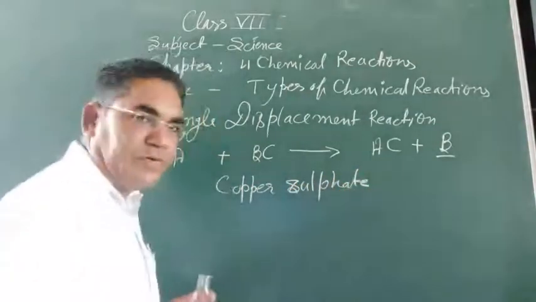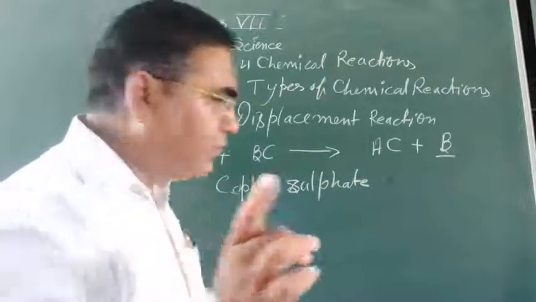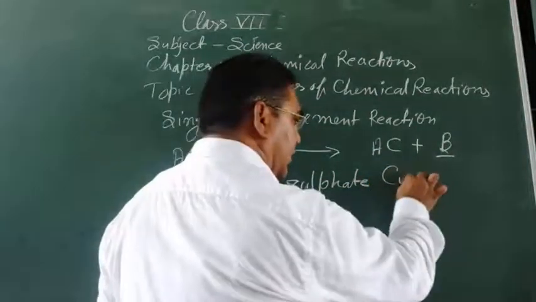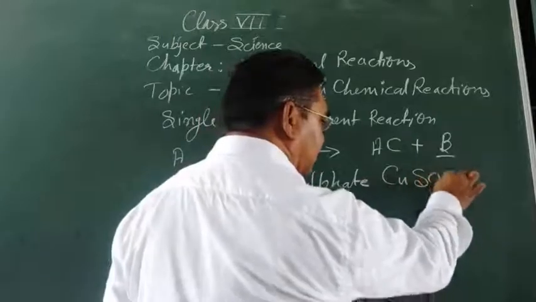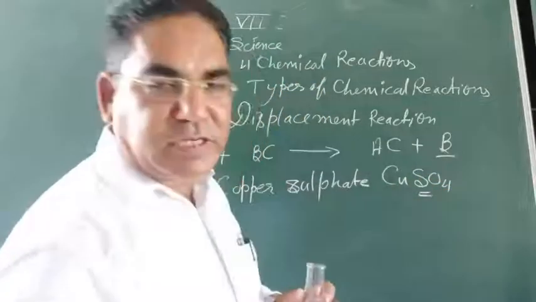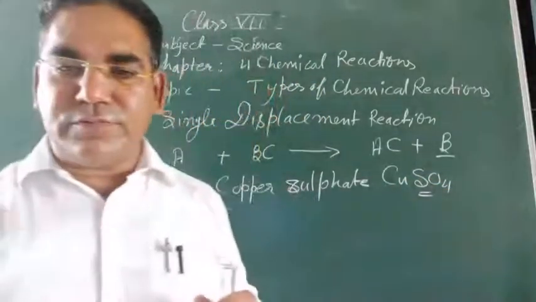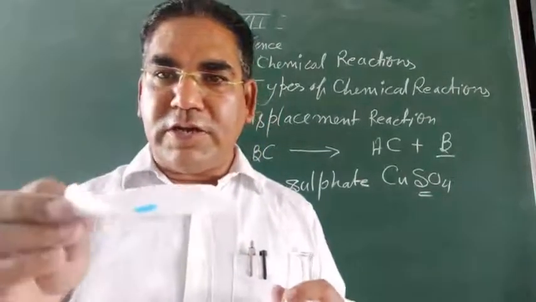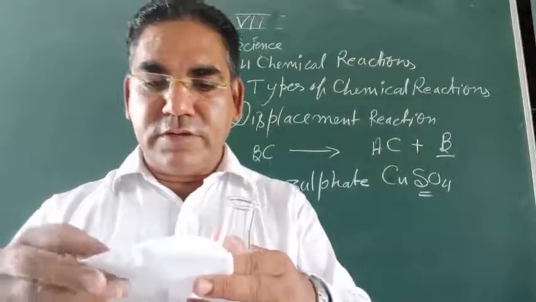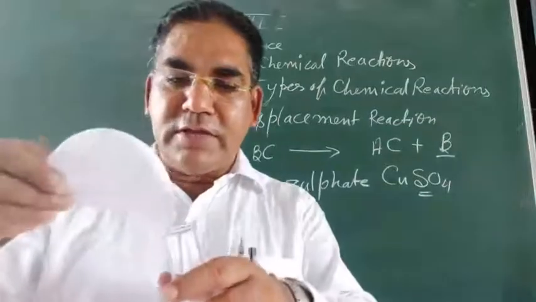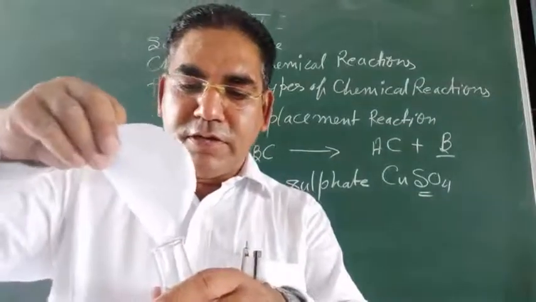This is copper sulfate. What is the formula of copper sulfate? You must learn it. If not now, you will have to remember it later. So the copper sulfate formula is CuSO4. This copper sulfate is blue in color. Now I am adding this copper sulfate to this water.